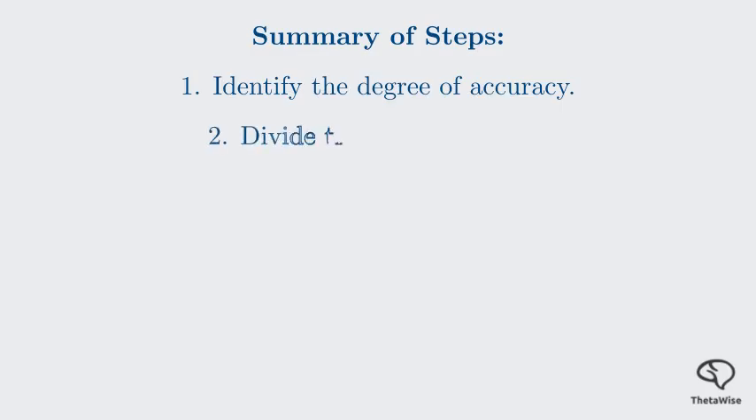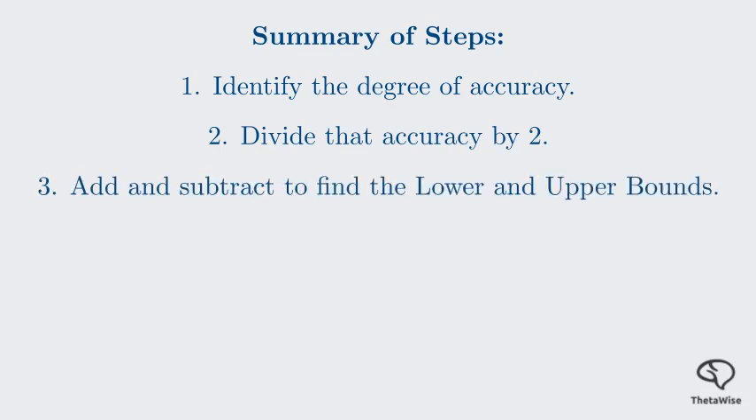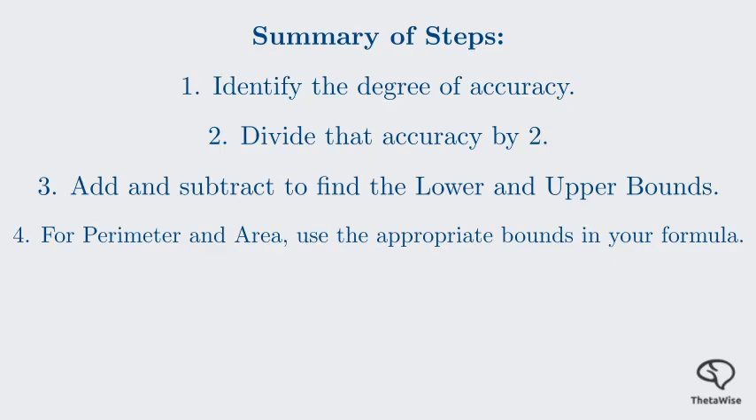To wrap up, let's review the key steps we have covered today. First, identify the degree of accuracy. Second, divide that accuracy by 2. Third, add and subtract to find the lower and upper bounds. And finally, for perimeter and area, use the appropriate bounds in your formula.